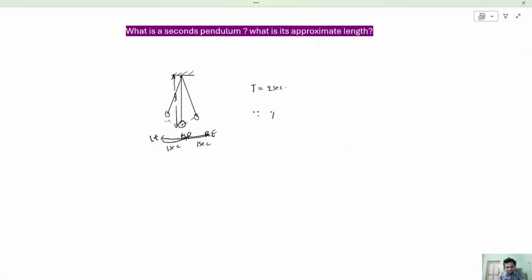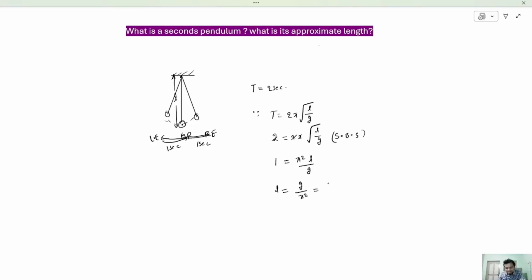Since T is equal to 2π under root L by g, but T is equal to 2 seconds, so 2 is equal to 2π under root L by g. 2 and 2 get cancelled. Now by squaring on both sides, here 1 will be there. 1 square is 1, that is equal to π square into L by g. I need to find L, so that L becomes g by π square.